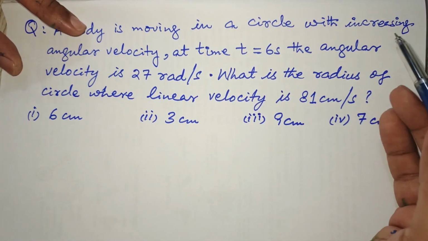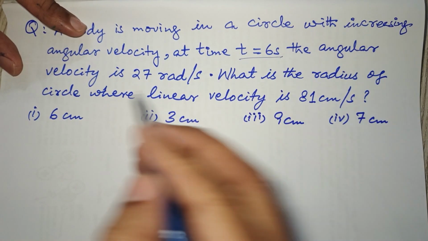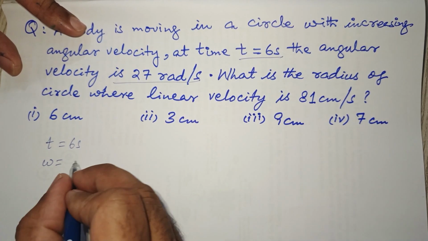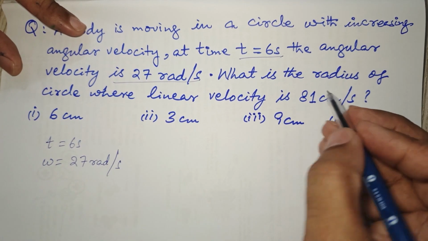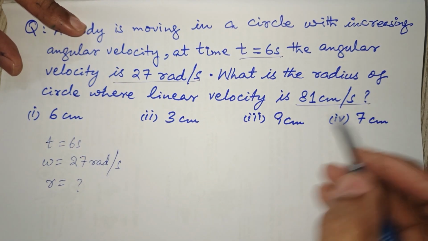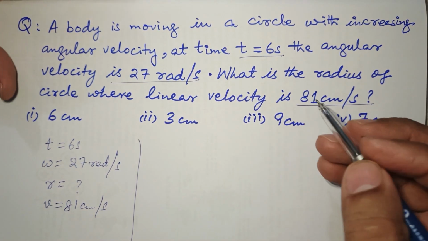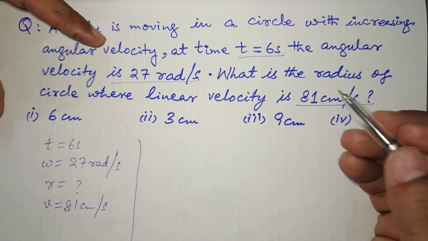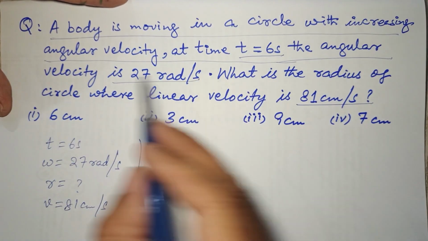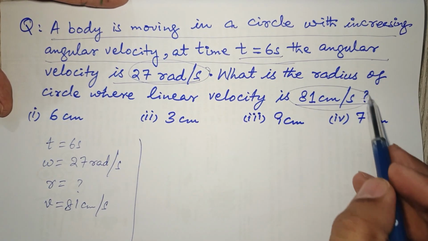A body is moving in a circle with increasing angular velocity. Okay, at time t is equals to 6 seconds. This is the first variable. The angular velocity is 27 radian per second. Omega is 27 radian per second. What is the radius of the circle? We have to find out the radius, where linear velocity is 81 centimeter per second. So this is just a tricky problem in which they have given this statement to confuse you people. This has nothing to do with the calculation. Only you need this and this to solve the problem.